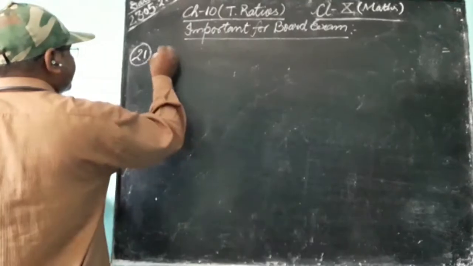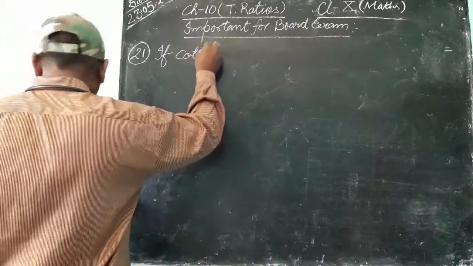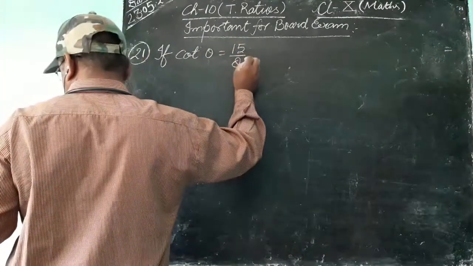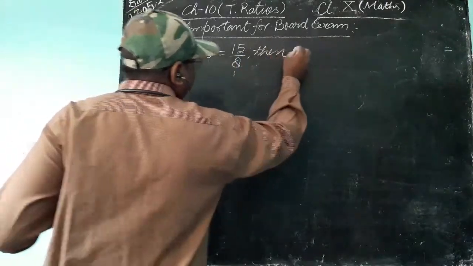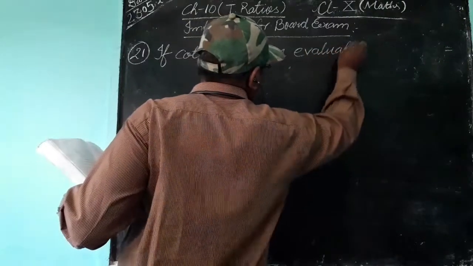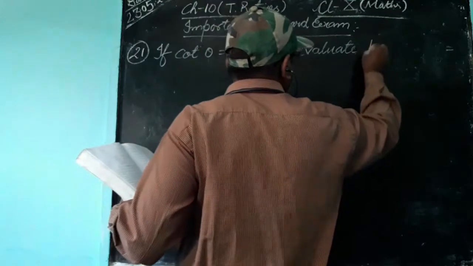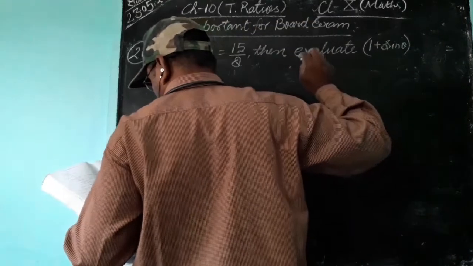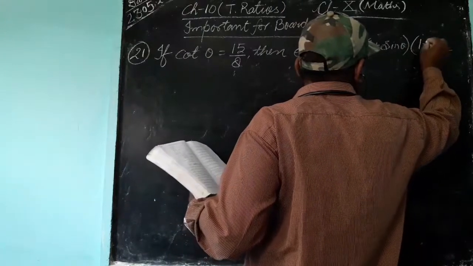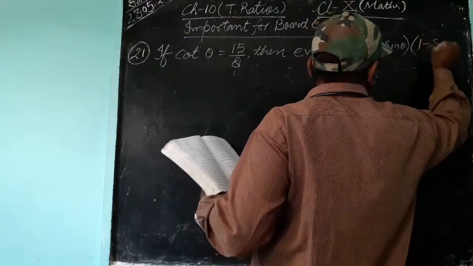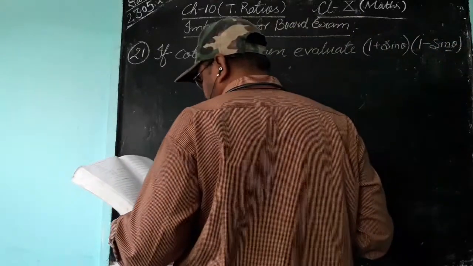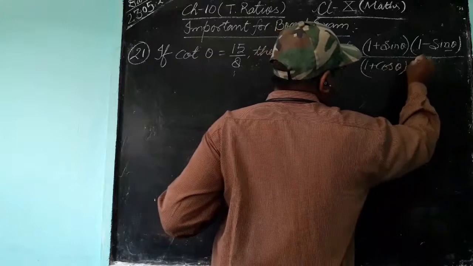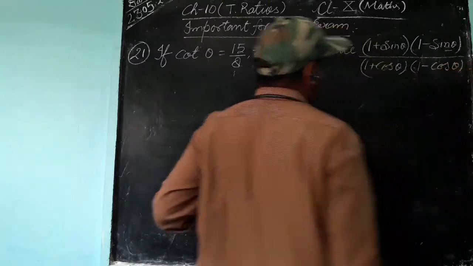In the same way, they have given: if cot theta is equal to 15 upon 8, then evaluate (1 plus sin theta) into (1 minus sin theta) upon (1 plus cos theta) into (1 minus cos theta). Dear students, that value you have to find.